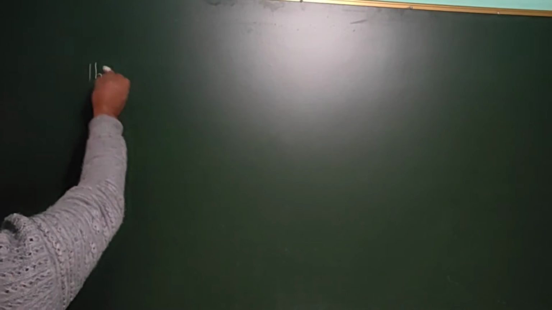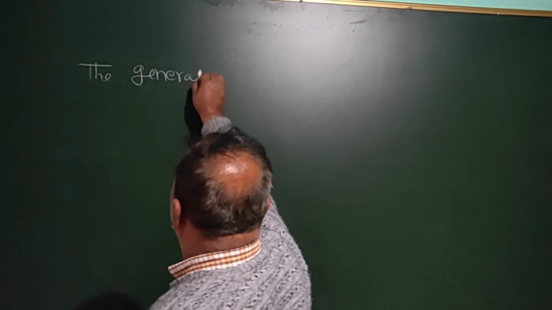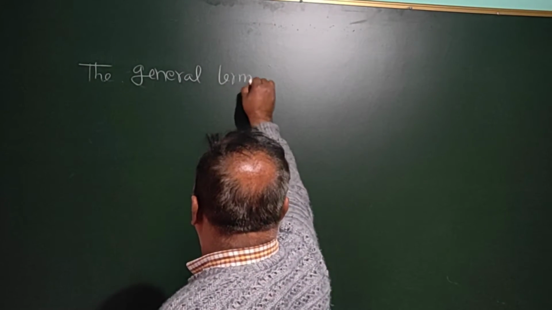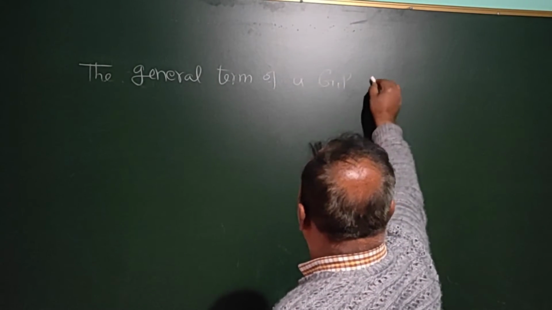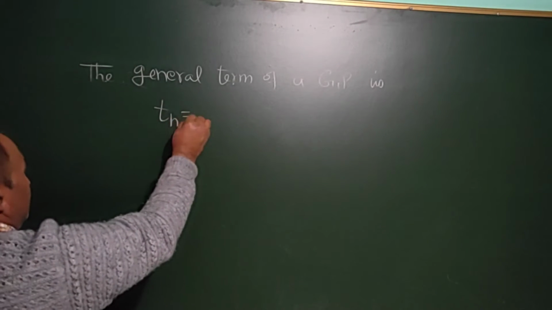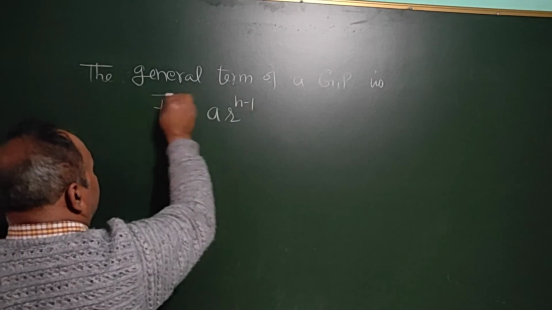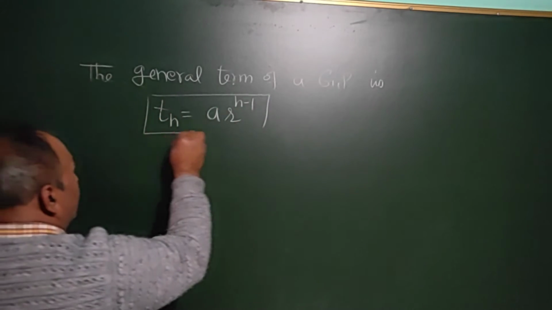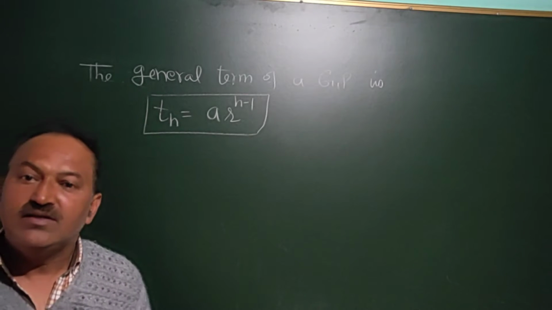The general term of a GP is Pn is equal to k into r की power n minus 1. This is the general term of a geometrical sequence.